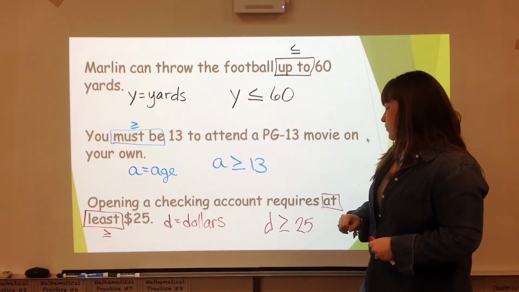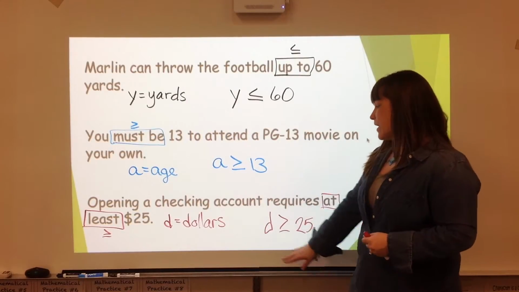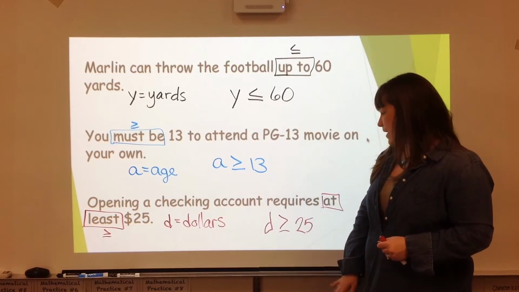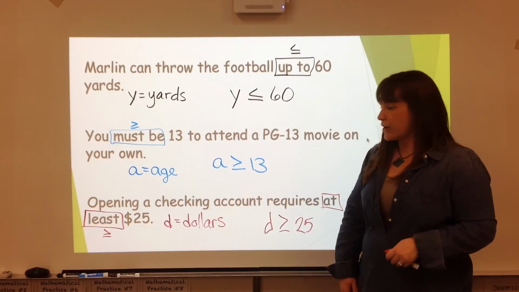Opening a checking account requires at least $25. At least means greater than. And we have our D is greater than 25.